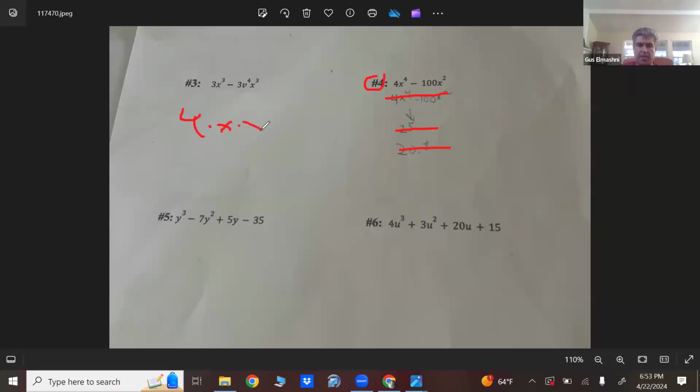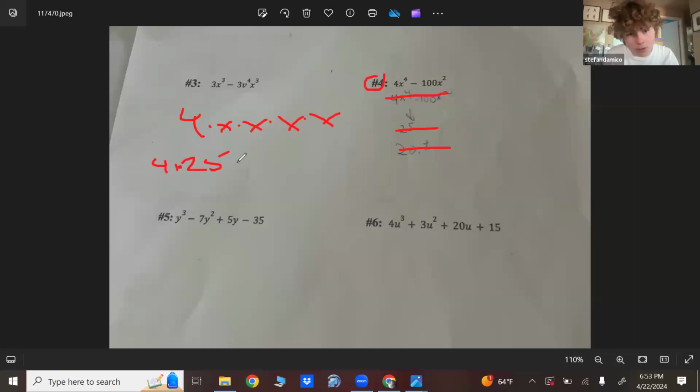So let's look at it like this, right? 100 can be broken down like this: 20, 25, and 4. Yeah, exactly right. So what do each have in common? Well, they each have x and a four, x squared and 4.